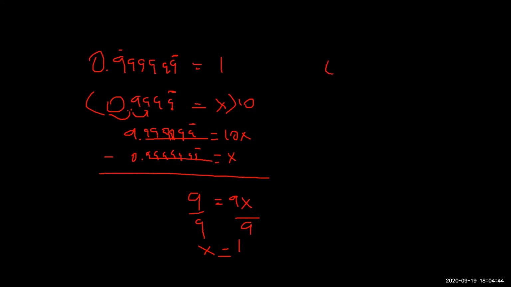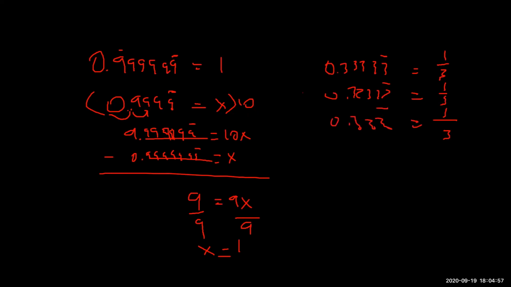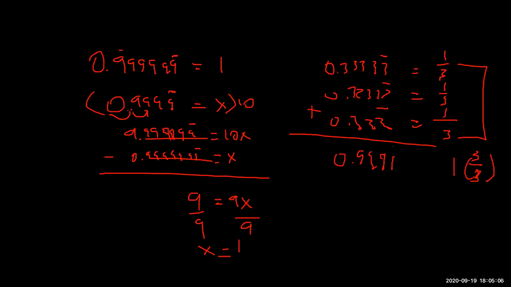Another proof is, you know that 0.3333 is equal to 1/3, and 0.3333 is equal to 1/3, and 0.3333 is equal to 1/3. If you add this all up, you would get 1, or 3/3, right? And this would become 0.9999999 is equal to 1. So that's how you prove 0.99999 equals 1.